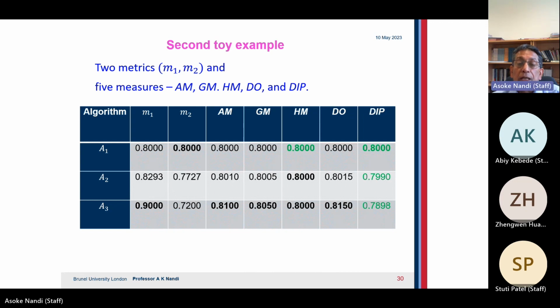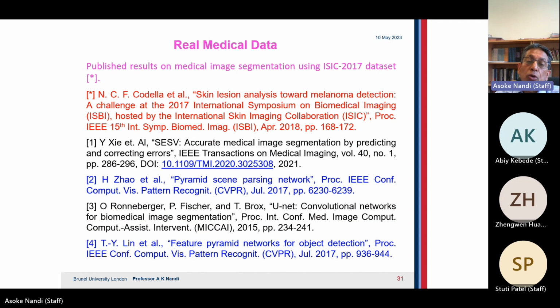But when you go to DIP, it says, oh, that's the best because that's bigger than these two. So again, this result contradicts DO, GM, AM, and contradicts HM. Not because these two don't agree, but because HM thought they're all equally good. But DIP is saying, no, they're not equally good. This is best, and these two are nearly as good, but not as good. So again, you get a different result using DIP, and we have a cost function, and it's clear what the right answer is. So I won't go through explaining all this, but I thought it would be good to have a look at some real data that's been published.